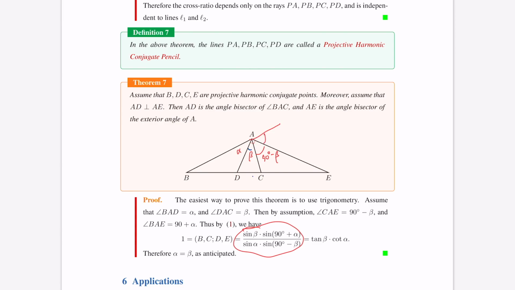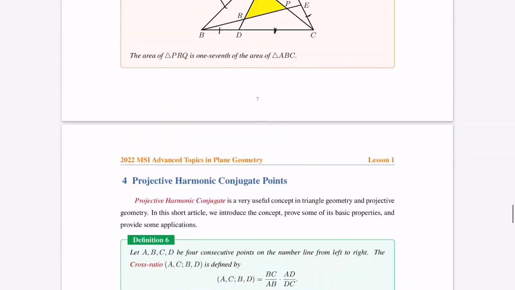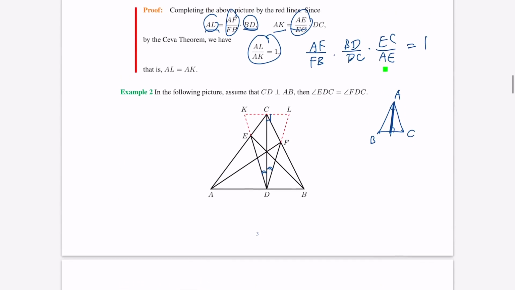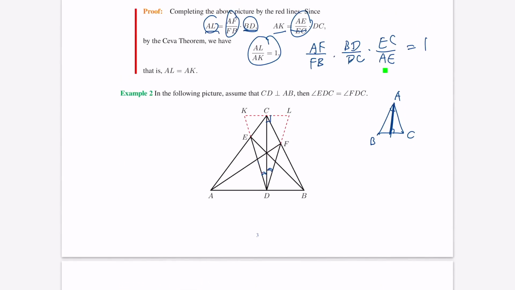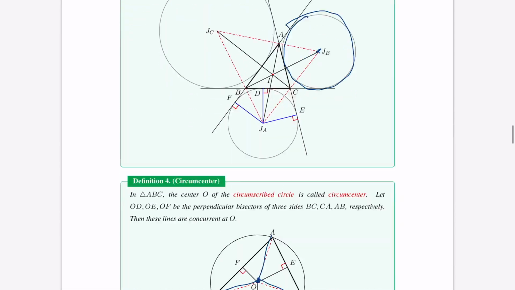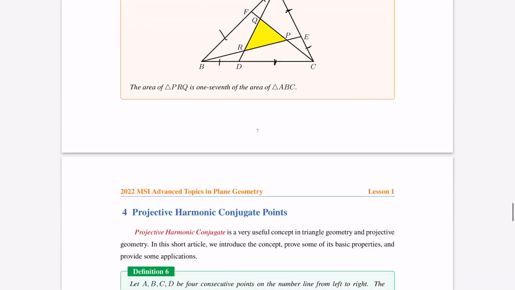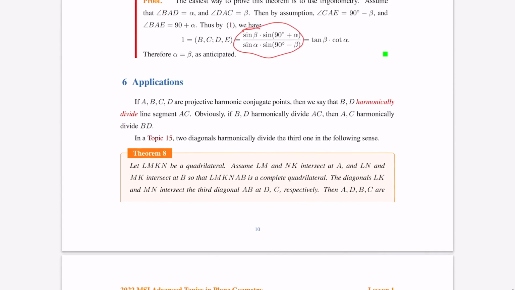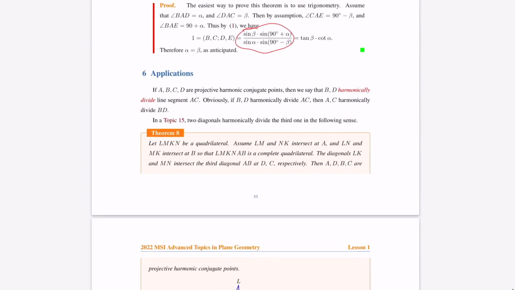Okay. I want you to use this theorem to give another proof of this one I mentioned here. Basically, you want to construct the harmonic conjugate point so you can conclude that this will be the angle bisector. Okay. All right.